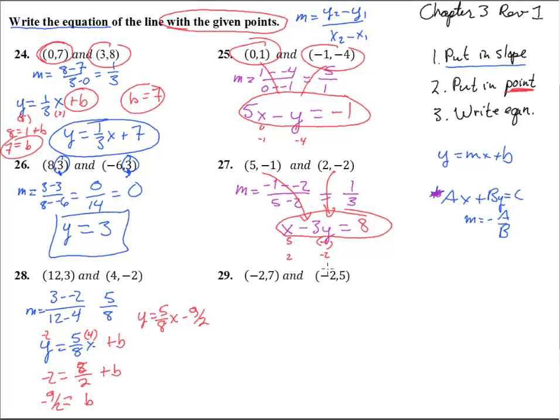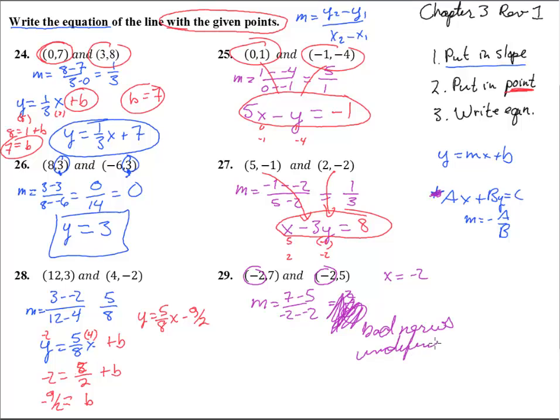-2, 7 and -2, 5. Now you'll notice the x is exactly the same in both of these. You could skip to the end and say, oh, well then x has to equal -2, and we're going to get that. The official way is to get the slope. Slope is 7 minus 5 over -2 minus -2, and that is 2 over 0, which is, oh, stick that in your calculator and you get bad news. Error. This is undefined. So all undefined are in the form x equals something, and that tells you your x value right there. Good.